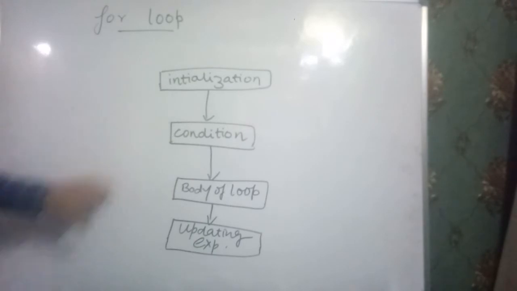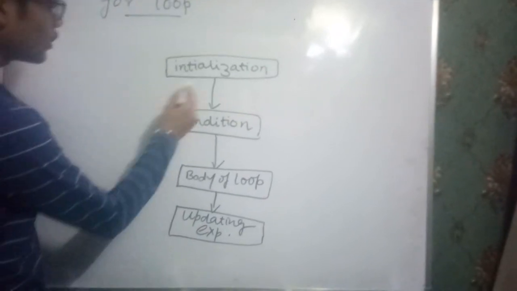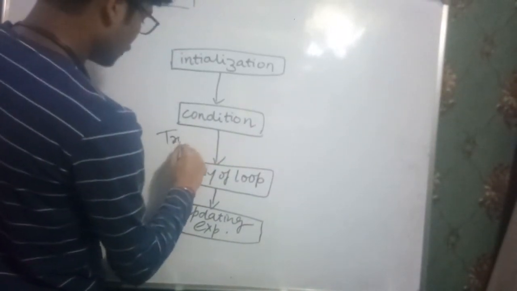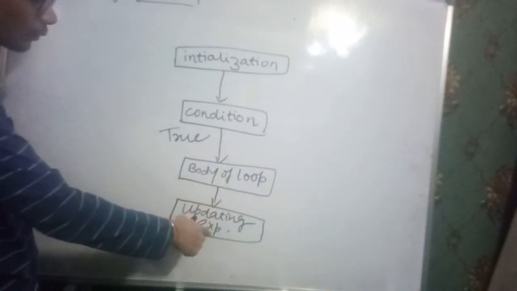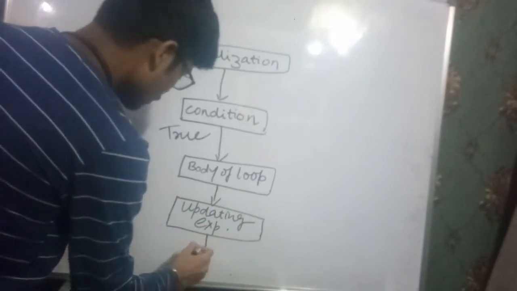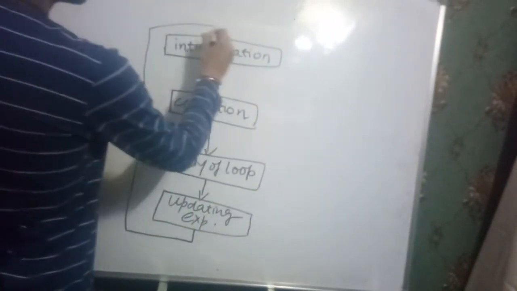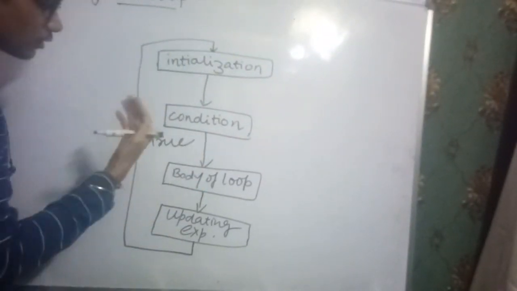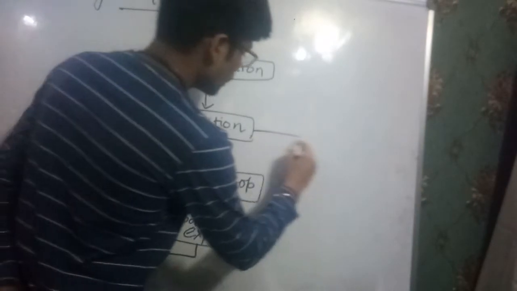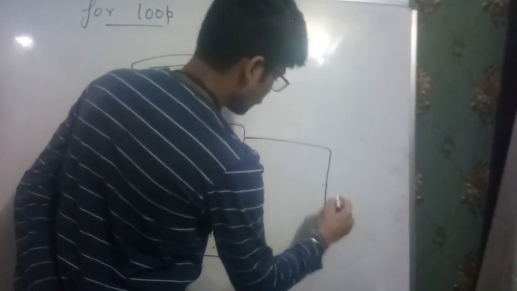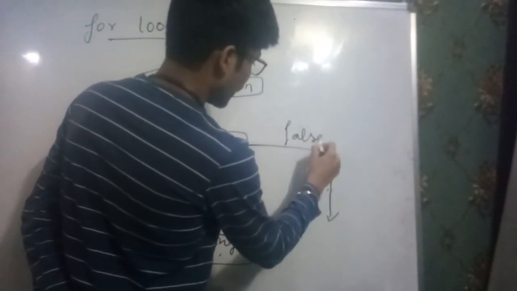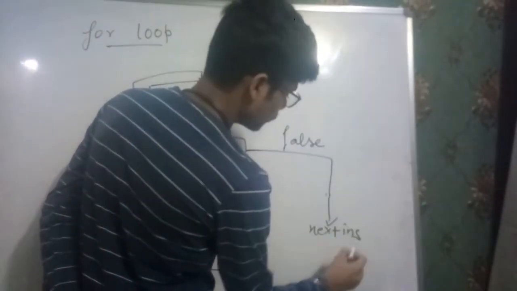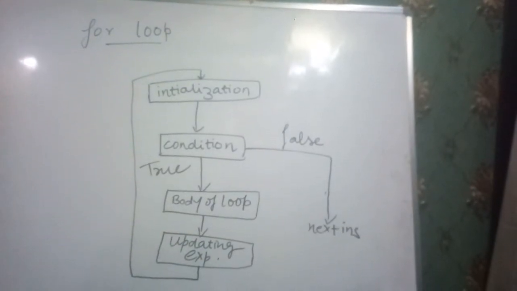So these are the four main steps. After initialization comes the condition. If the condition becomes true, then it will go inside the body of the loop, update the expression, then go back again to repeat, till the condition becomes false. If the condition becomes false, like in the while loop, it will go to the next instruction outside the loop. I hope you get it till here.